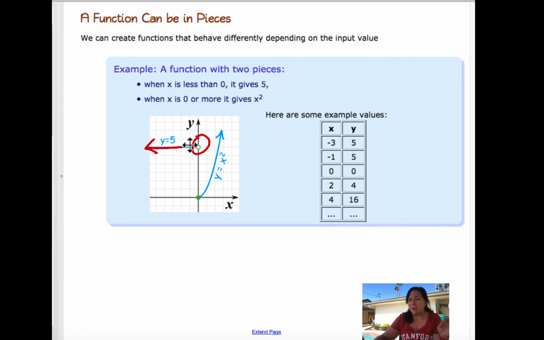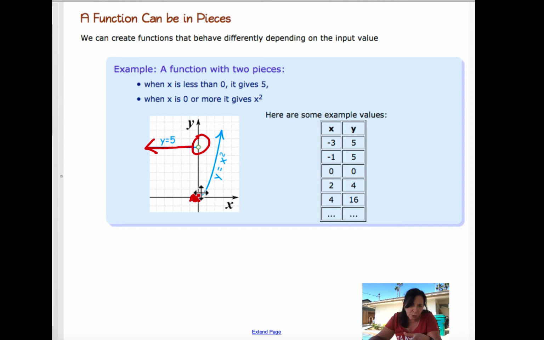So you've got to understand that when they're talking about piecewise functions, it remains a function. It has to be a function, meaning it does have to pass the straight line test. It means that for every value of x, you have one value of y. So that's why that's open, and then this point here is closed. And that's y equals x squared.